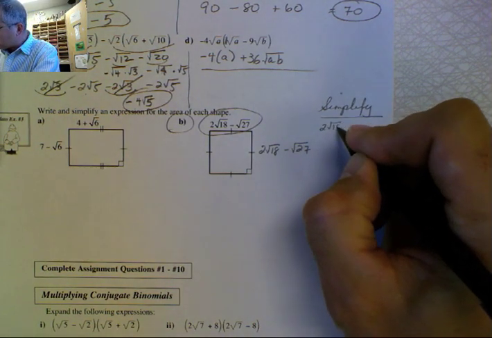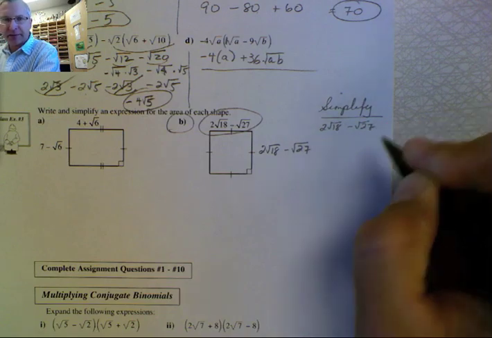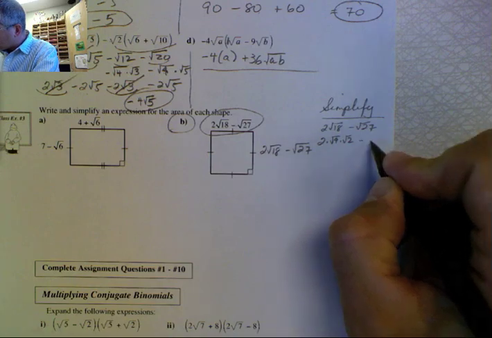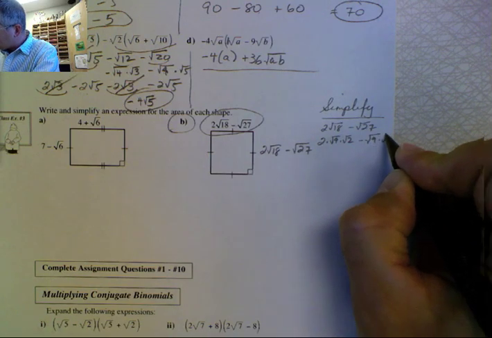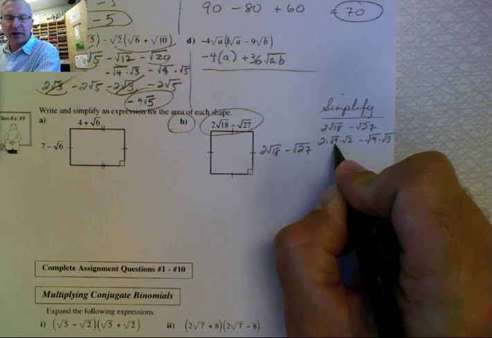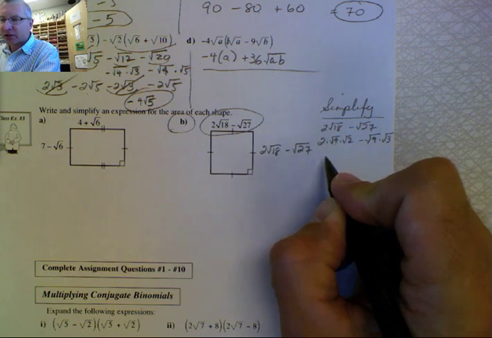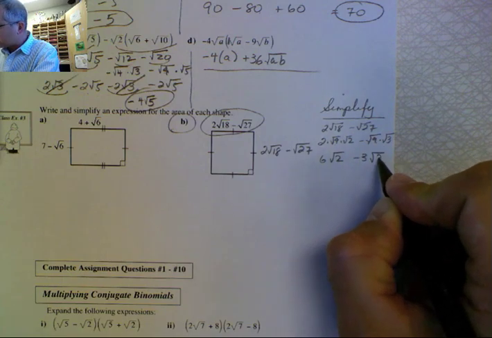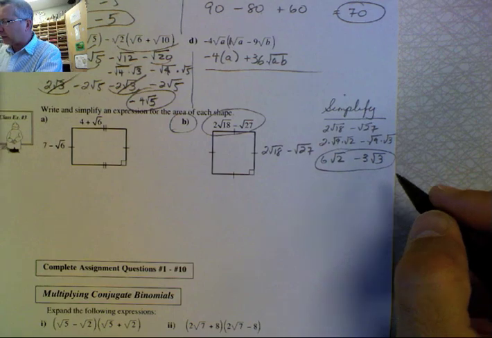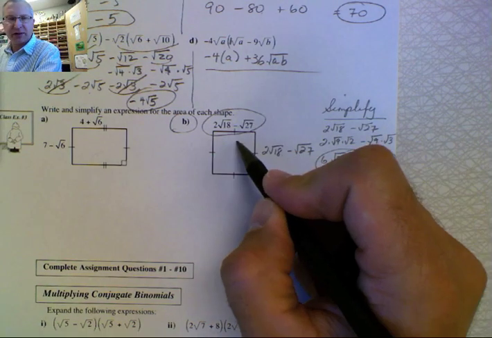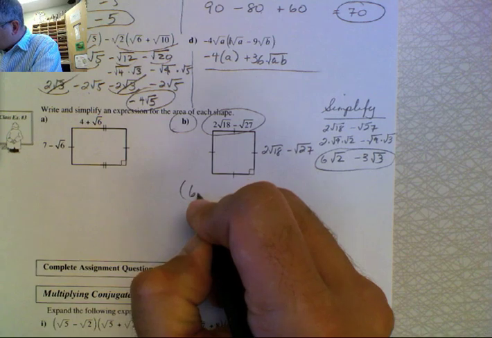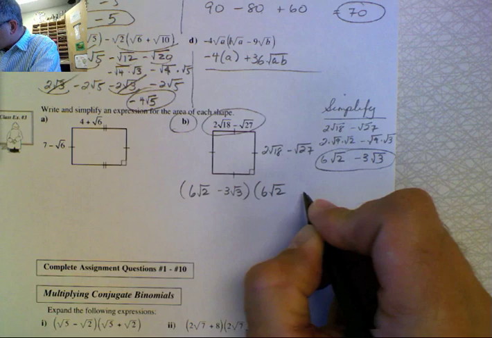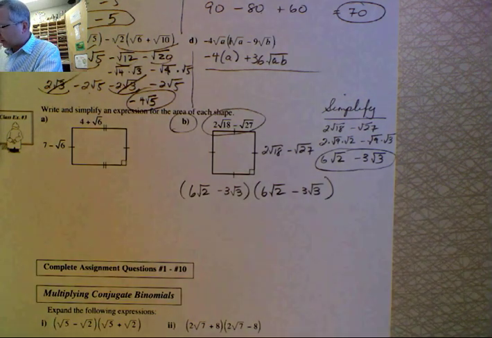We're going to take 2 root 18 minus root 27. Well, 18 is 9 times 2 and 27 is 9 times 3. So the square root of 9 is 3. And 3 times 2 is 6 root 2. Square root of 9 is 3, so this is negative 3 root 3. So there's our binomial. And these two binomials are the same because you're dealing with a square. So we're going to take 6 root 2 minus 3 root 3, and we're going to multiply it by 6 root 2 minus 3 root 3.